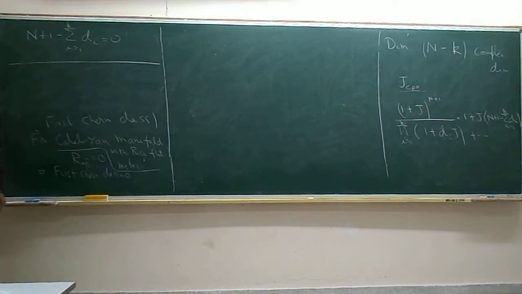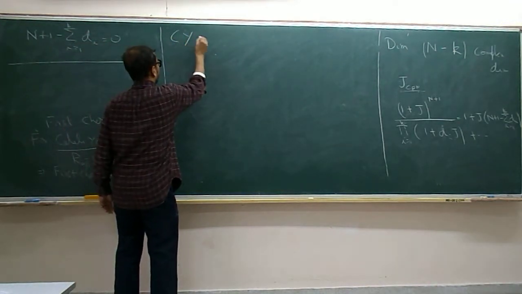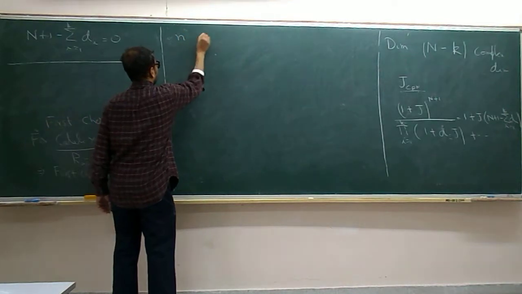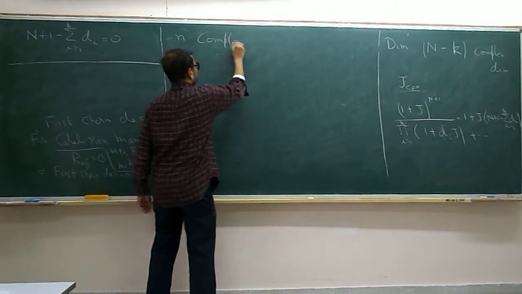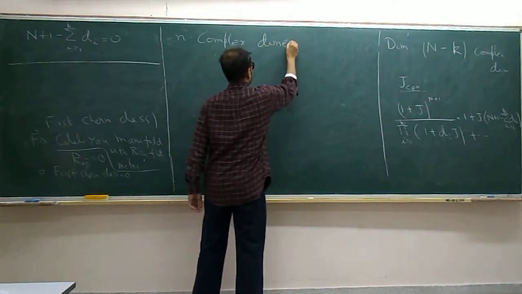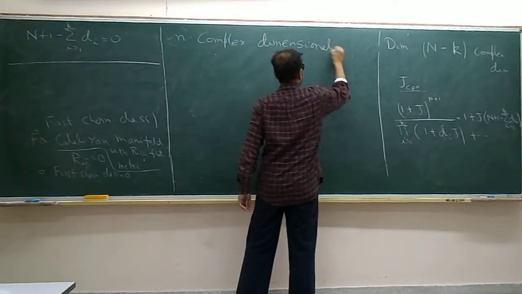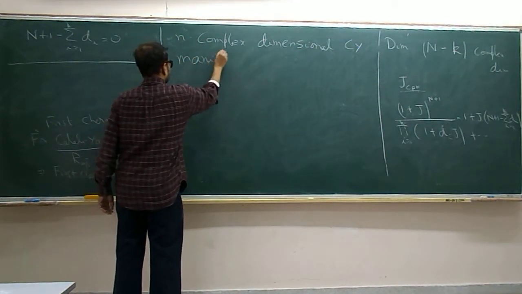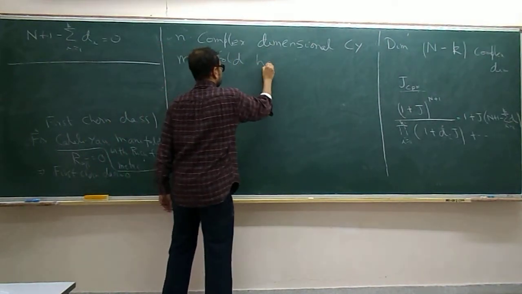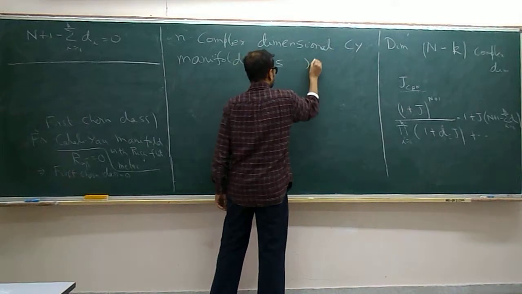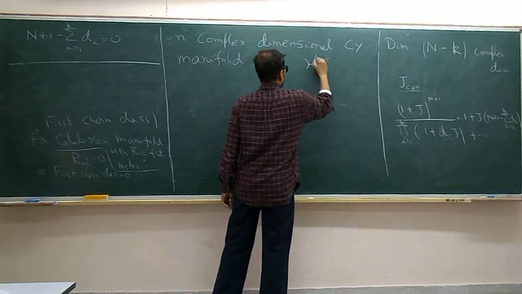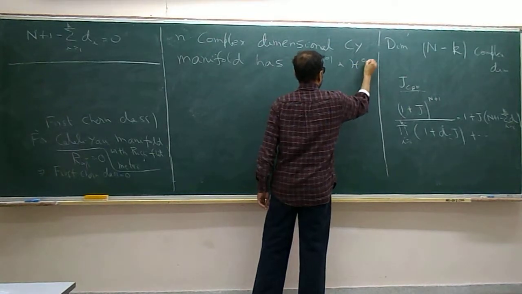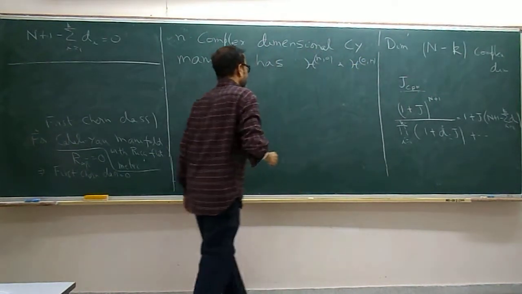And this follows from one result. A Calabi manifold, an n-dimensional Calabi manifold, n complex dimensional, has H^{n,0} and H^{0,n} one dimensional.